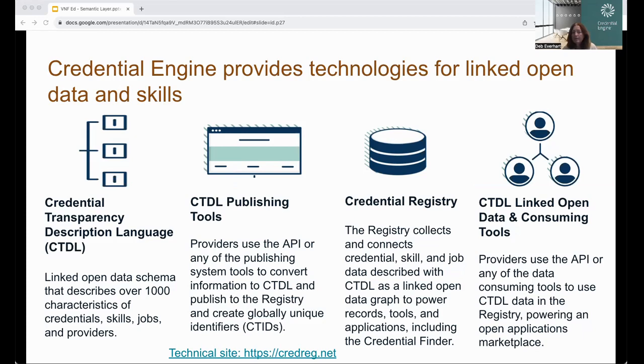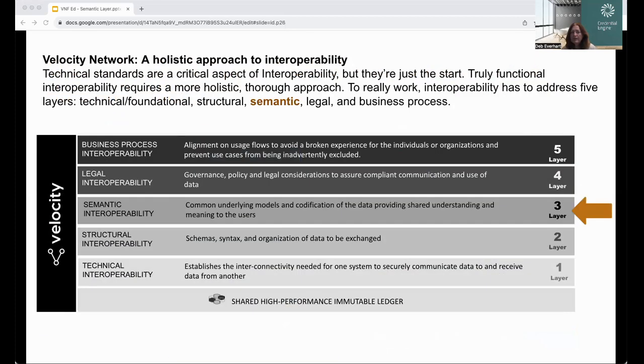and a lot more. The Credential Registry provides a public source of data in CTDL. The registry uses globally unique identifiers, or CTIDs, for each credential, organization, skill, and other data components. So these unique identifiers can be really valuable for organizing and managing data about credentials and skills from different sources. This fits in with Velocity's layers of interoperability because CTDL provides a data layer defining credentials, skills, and jobs. We refer to this as semantic interoperability because it enables credentials to be meaningfully interpreted across different systems and contexts.